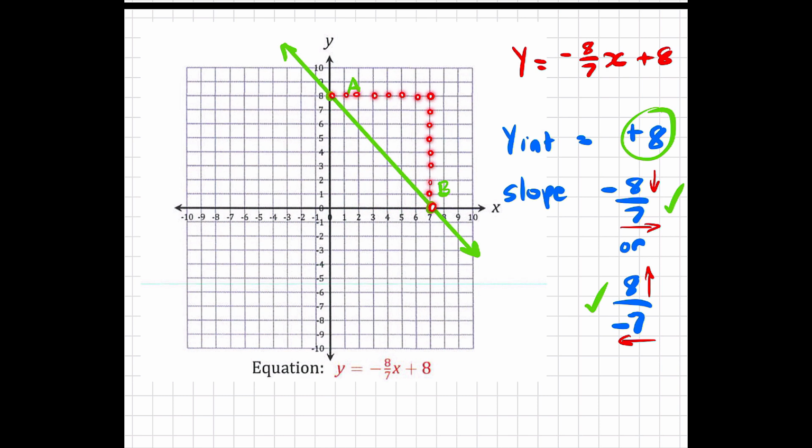And again, what was the other one? Down 8. 1, 2, 3, 4, 5, 6, 7, 8. And then right 7. 1, 2, 3, 4, 5, 6, and 7. And no matter what, it gets you back on the line and going from point to point.